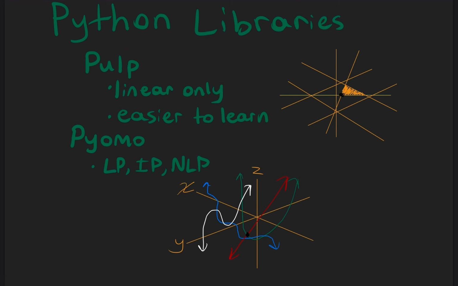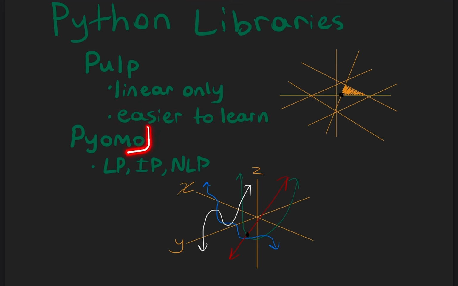So Pulp is kind of problematic because it's linear programs only. And this can be bad because when you're doing real world applications and mathematical modeling for these applications, you're not going to have many linear programs. You will have some, but generally it's going to be focused on integer programs, nonlinear programs, and things like that. The good thing about Pulp is that it is easier to learn because it's only linear programs.